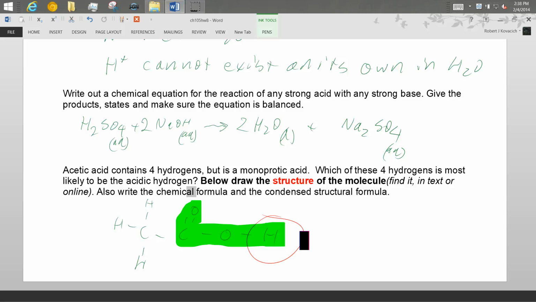So acetic acid is just the 2-carbon version of it. Methanoic acid would be the 1-carbon version of it. There are many, many versions of it. Okay. Any questions about this? Nay.